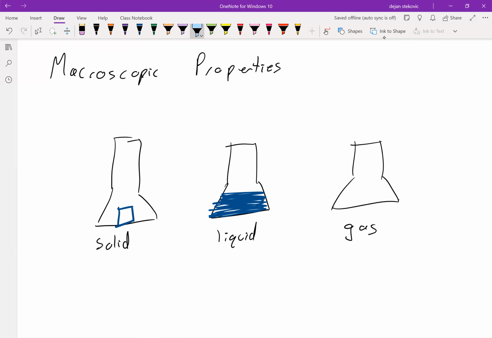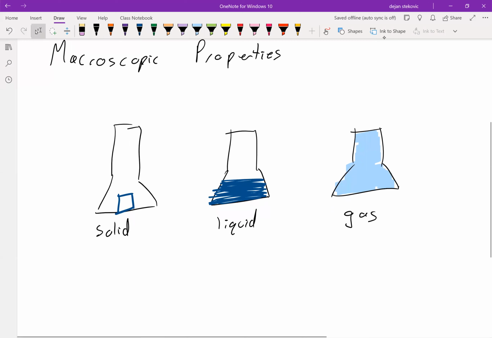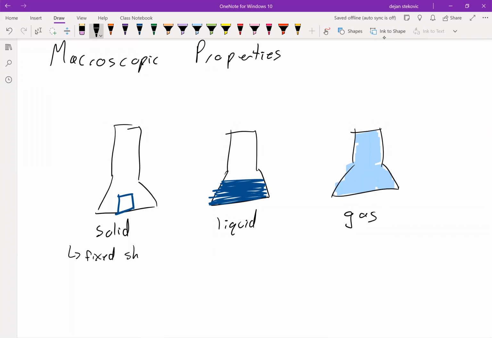And then finally, on the last one, we'll put a gas in here. So when we fill it up with gas, this gas is going to spread everywhere, right? It's going to take up all of the container. So in general, what we say is that solids have a fixed shape and volume, right? Even though we put a square in there, it stayed a square.